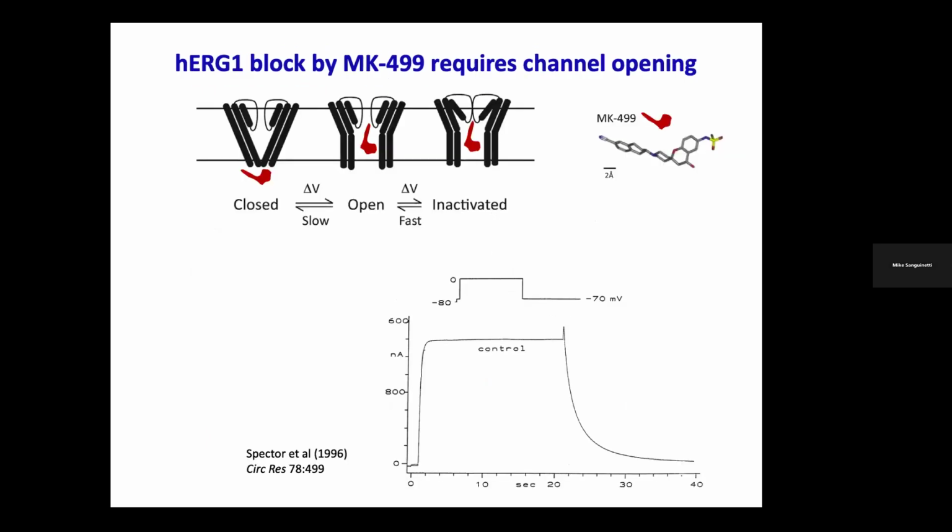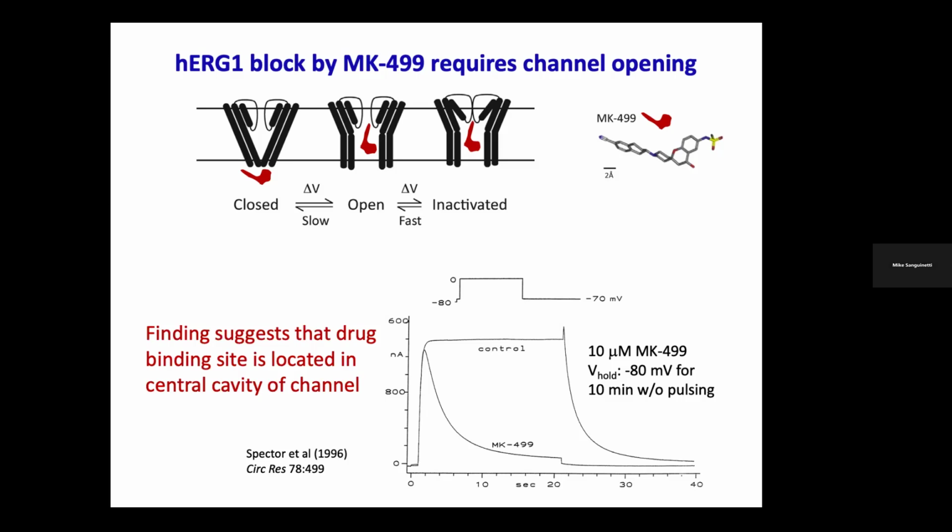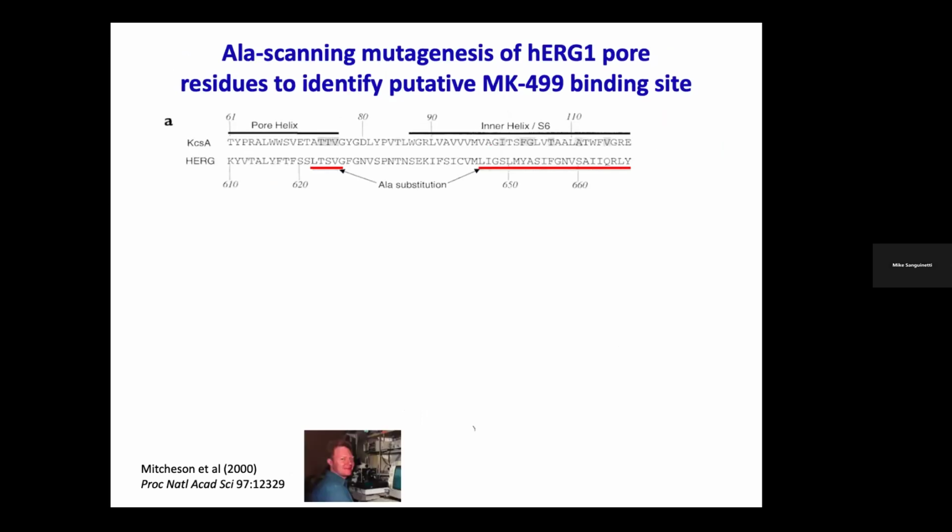And the key experiment for that is shown here, where we measure currents at a really long pulse, almost 20 seconds, put on the drug, wait 10 minutes, a huge concentration of drug, 10 micromolar, and you get that. So the initial current's identical, but now the channels are opening, the drug gets access to the central cavity and blocks the current. So it's an open channel blocker, requires the channel to open before the drug can block, and suggests that the binding site is located in the central cavity.